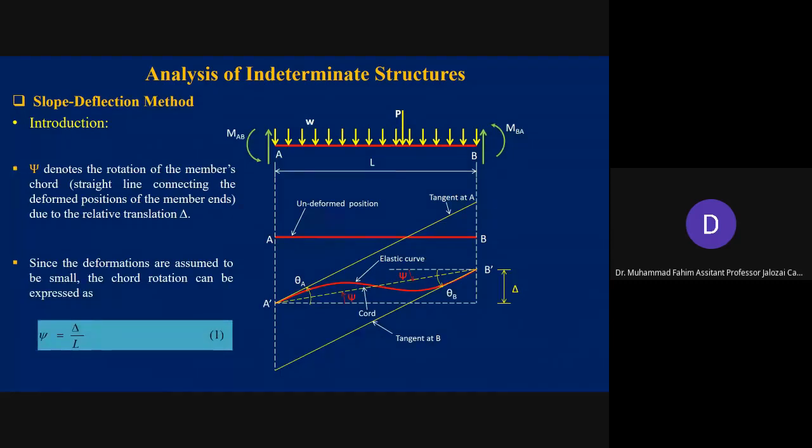If we join these final positions through a straight line, we call this the chord. So the rotation of the chord is represented by this symbol.